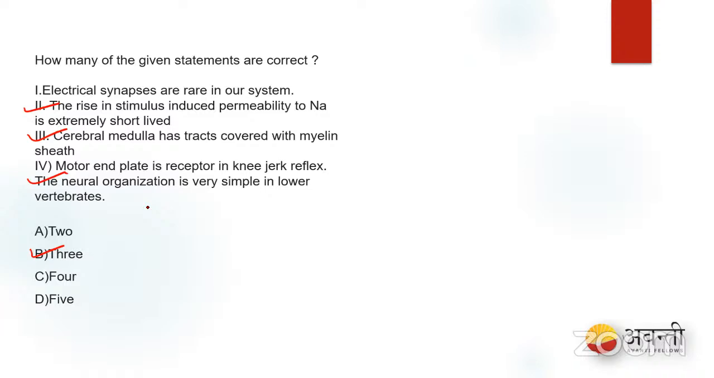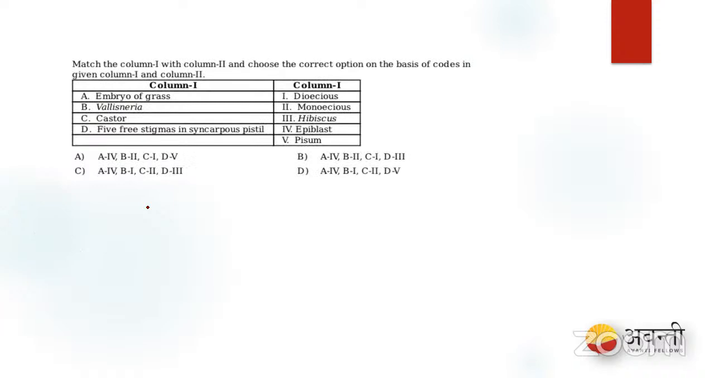Now you have column 1 and column 2. In column 1 you have embryo of grass, Vallisneria, castor, and five free segments in syncarpous pistil. And in column 2 you have dioecious, monoecious, hibiscus, epiblast, and pisum. And you have your options. So I will launch the poll again. You can take a minute to answer this question.